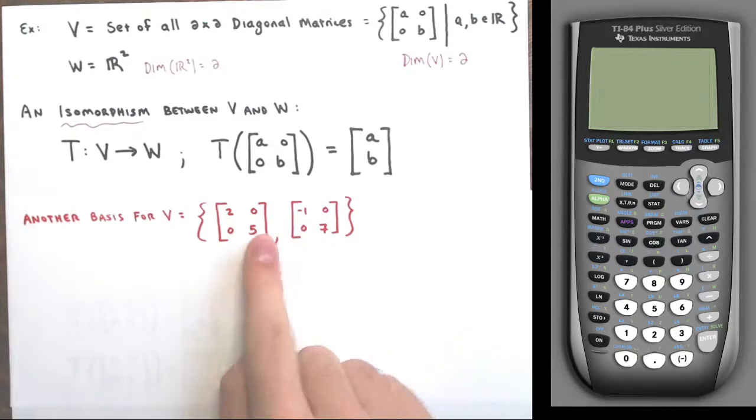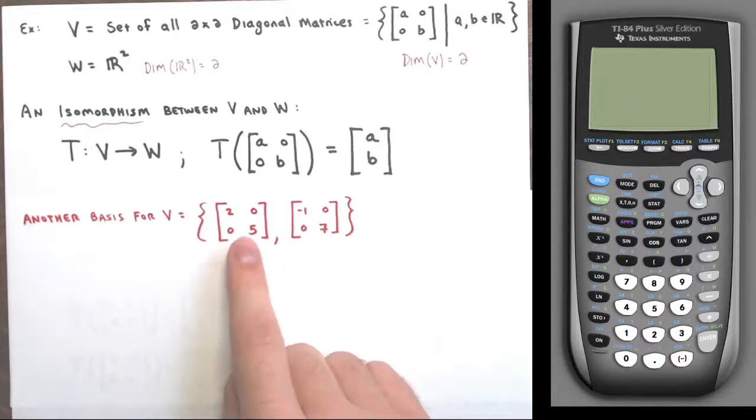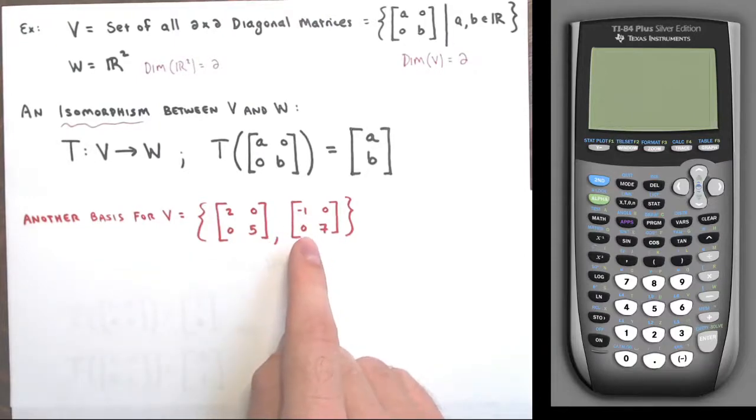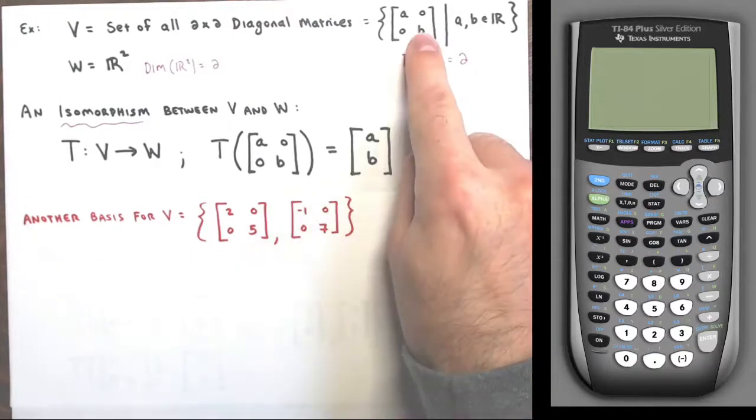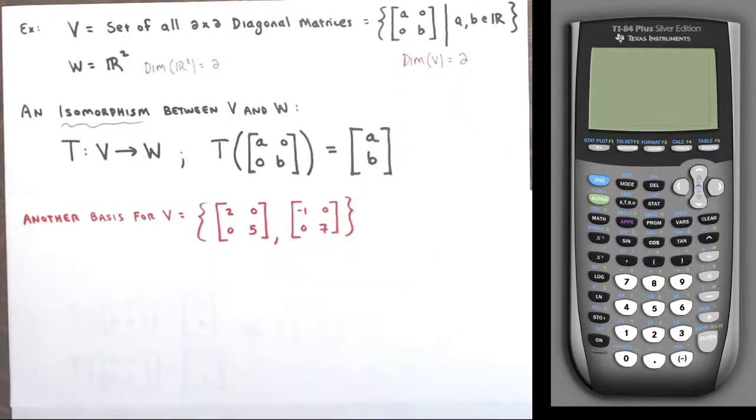But here's another basis for V, and you can check this out on your own. There are two vectors here, two matrices. They're not scalar multiples of each other, so they're independent. And you could check on your own that every vector in V can be written as a linear combination of these two. You can check that as well. These do span V.